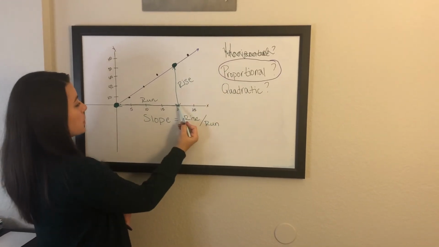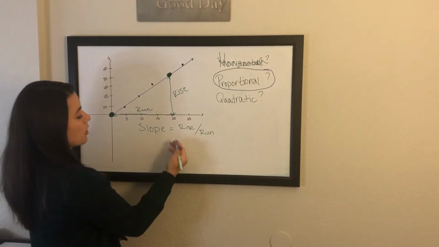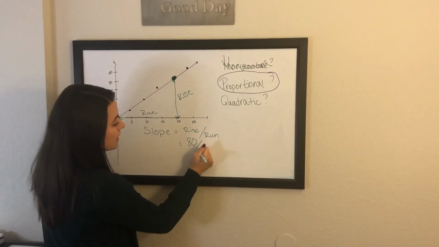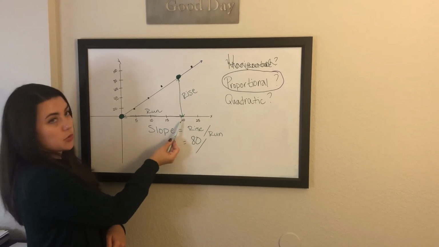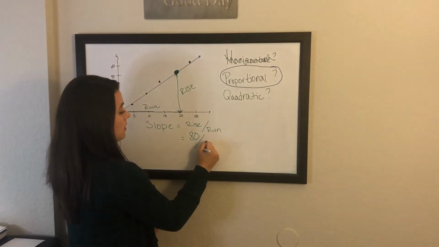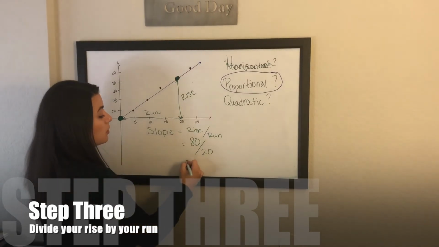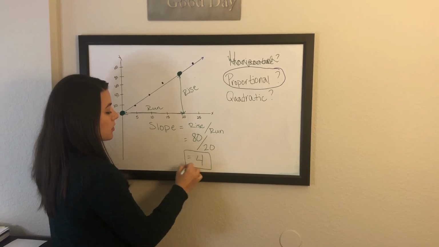If we look at our rise, we start at 0 and we go up to 80. So our rise for this is going to be 80. And then we need to divide it by our run. If we look at our run, it starts at 0 and goes to 5, 10, 15, 20. So 80 divided by 20 equals 4. So that is going to be our slope.